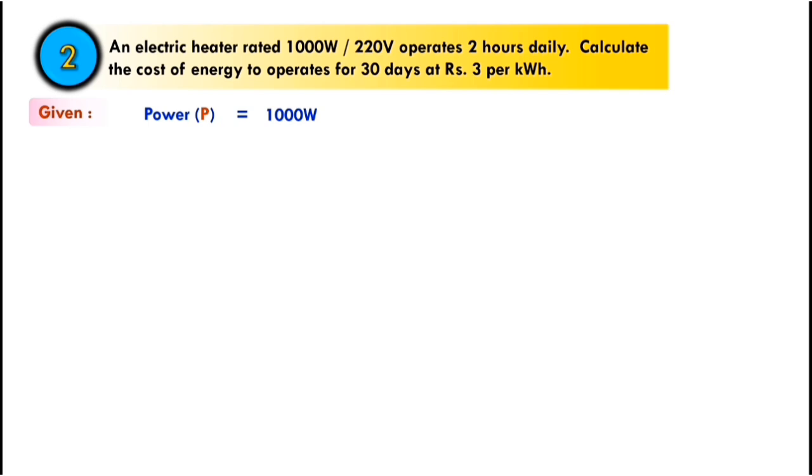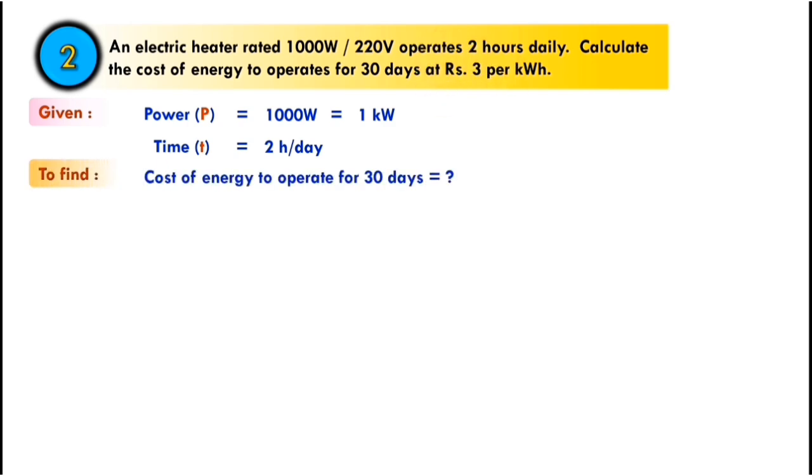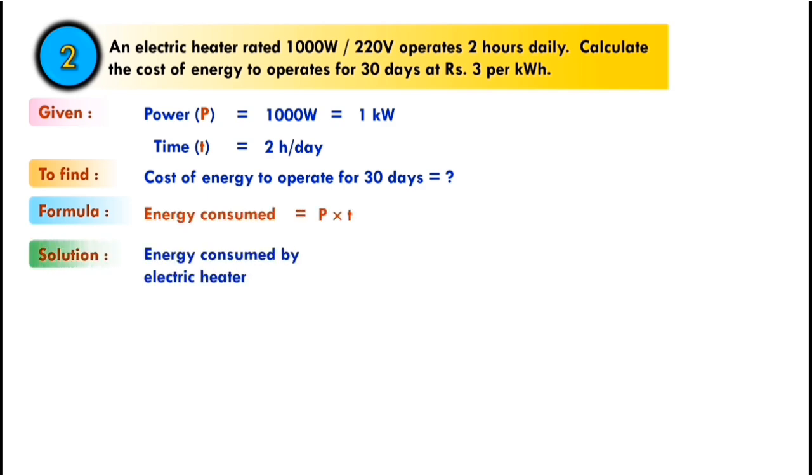So now we will convert the unit watt into kilowatt, right? So we know that 1000 watt equal to 1 kilowatt, and time is given as 2 hour per day, that means 2 hours daily. So we have to find the cost of energy to operate for 30 days. Okay, so we can use the formula energy consumed equal to P into T. So see here, energy consumed by electric heater, now we know that power equal to 1 kilowatt and the time is 2 hour.